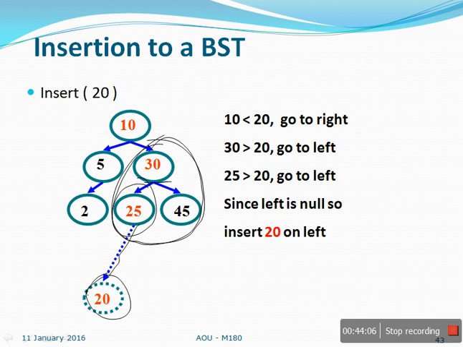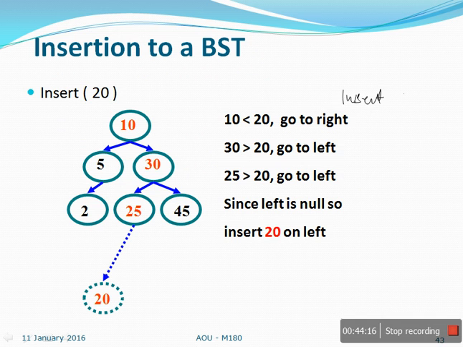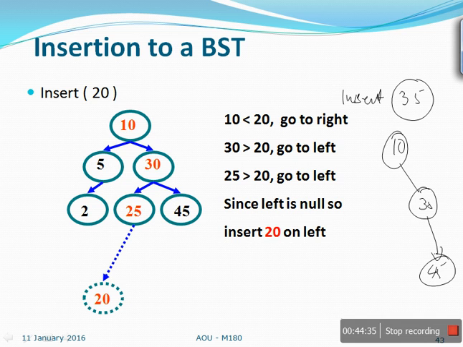In the same fashion, for example, let us say you want to insert 35 in this one. Okay, now this is your tree, 10. Now 35 is greater than 10, so you move to the right. You have 30, 35 is greater than 30, move to its right. You have 45. 35 is less than 45, you add to its left. 35 is added over here, and the rest of your tree is this one.